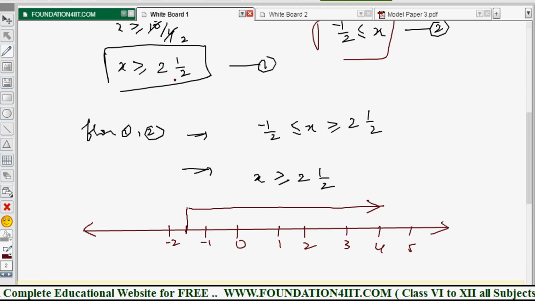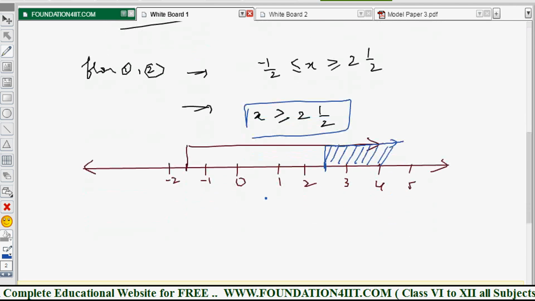Again, x is greater than 2 1/2. That means 2 1/2 is between 2 and 3, and again from this side. This area is common for both. So you can take x greater than or equal to 2 1/2 only. Combined, that's the solution set we can take, from this number line.